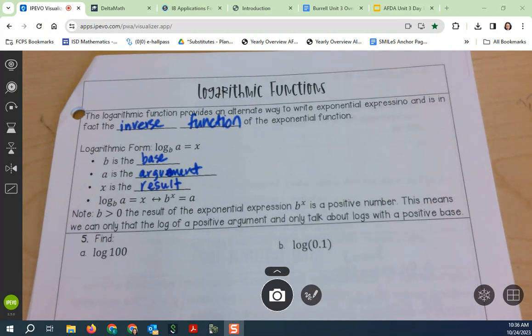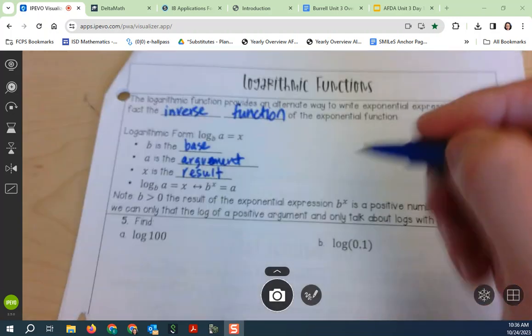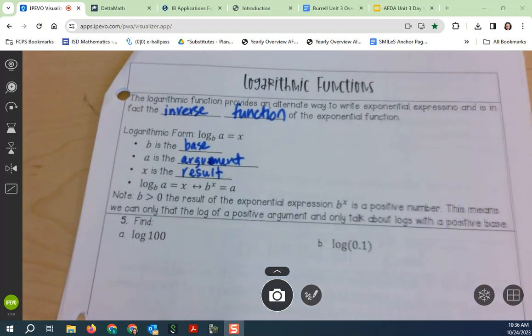Argument. Does argument have an E in it after the U? I don't know. No? Okay. Thank you. I'll scratch it out. There you go. All right.